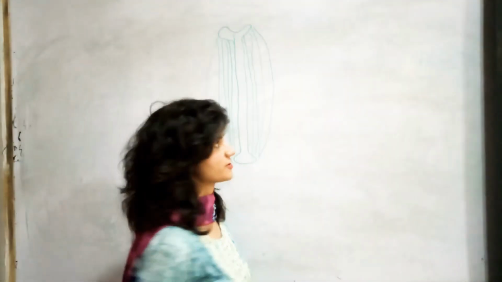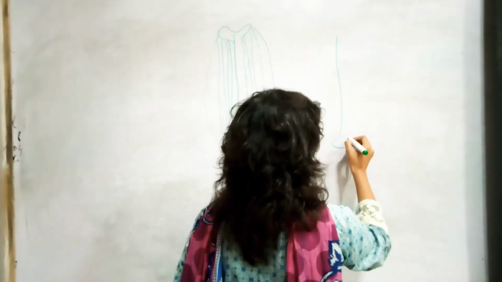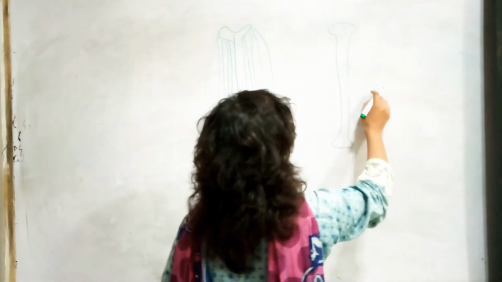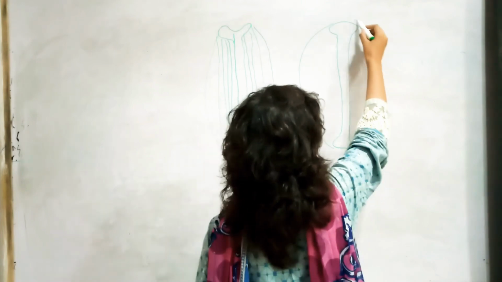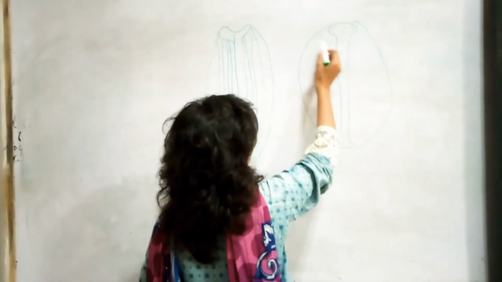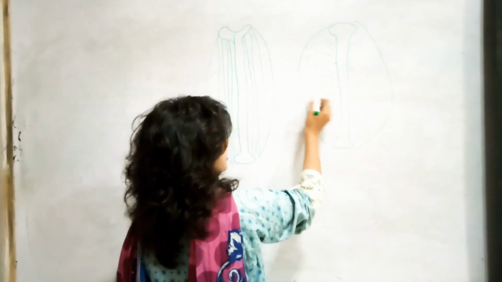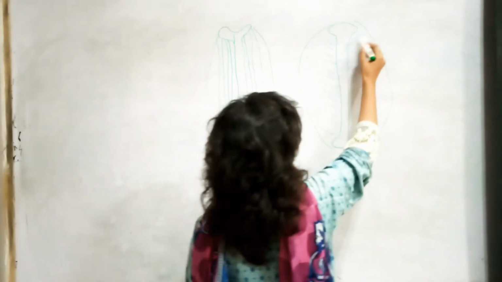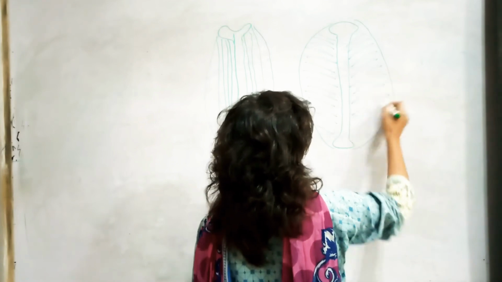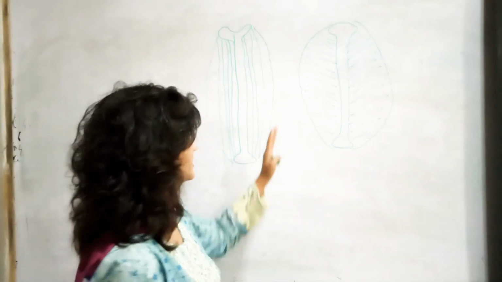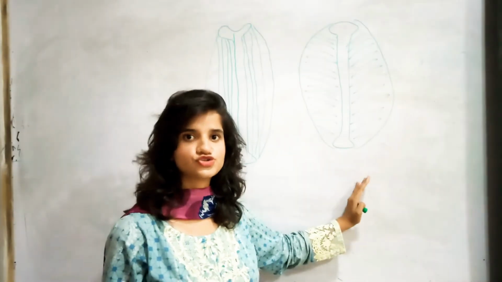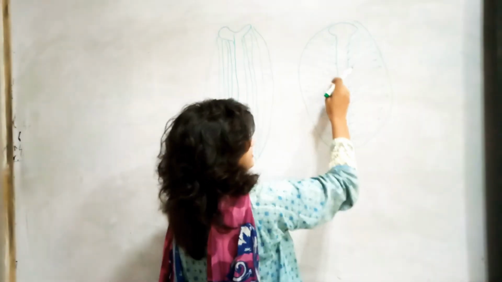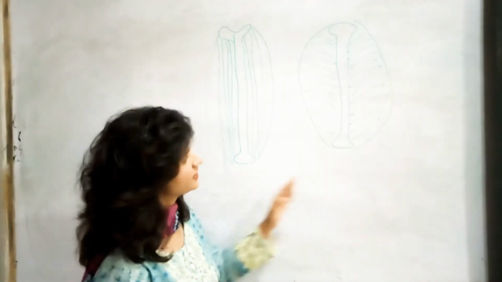Now moving towards pinnate fibers. For example, I am drawing another bone, and the muscle fibers which are located at an angle would be known as pinnate muscle fibers. Parallel fibers are present along the longitudinal axis, while pinnate fibers are at an angle to the longitudinal axis. This is the longitudinal axis and they are maintaining an angle. So this is the basic difference between parallel fibers and pinnate fibers.